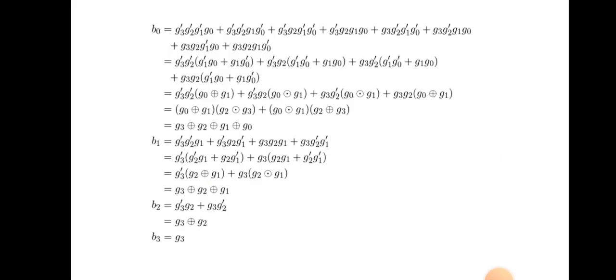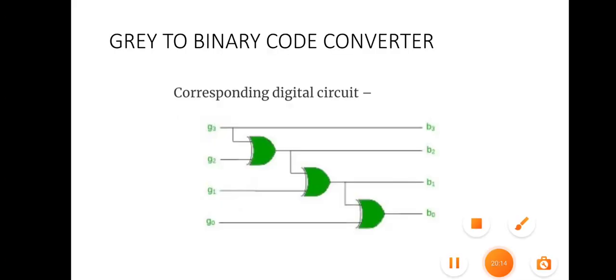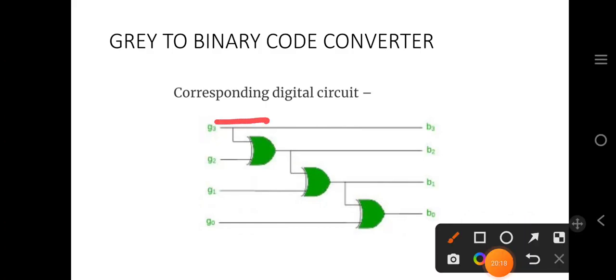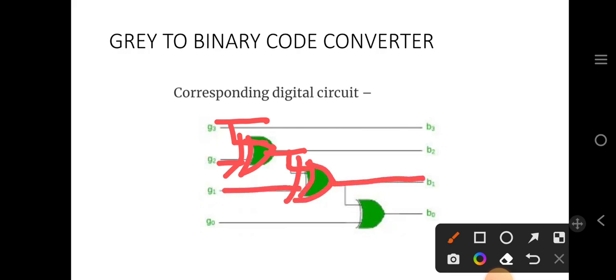Now the third equation is B1. B1 is nothing but G3 XOR G2 XOR G1. So G3 XOR G2, the output of this XOR gate is taken here. Now the G1, so these inputs are given to this XOR and we got the output as B1.